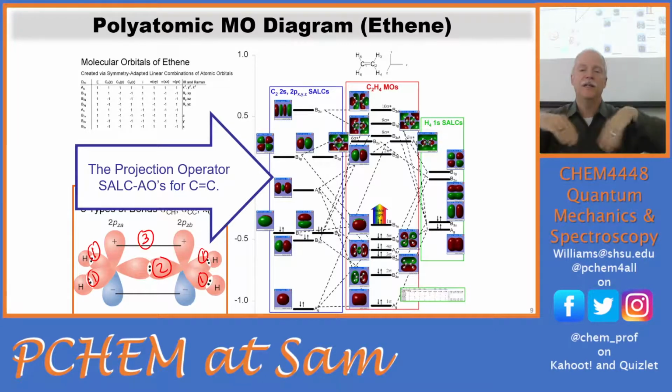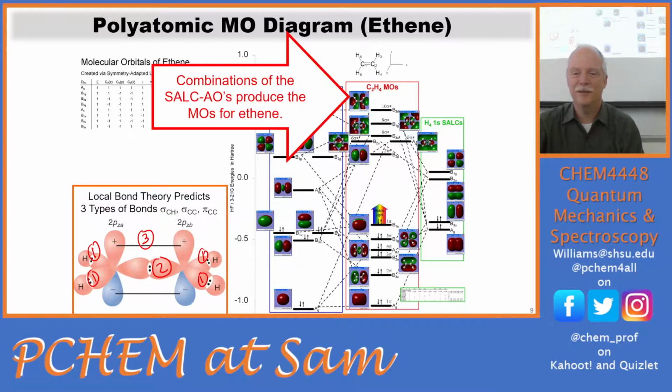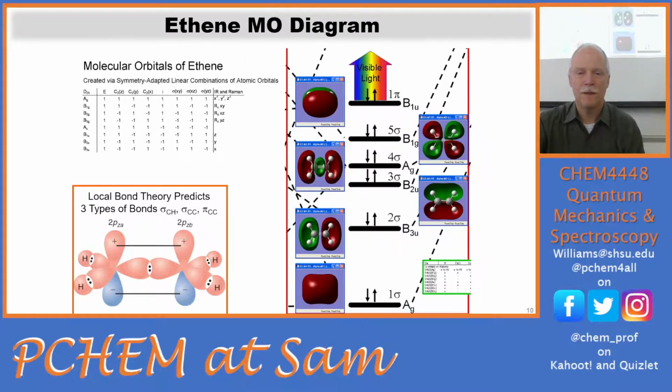You see the sigma, sigma star, pi, sigma, pi star, sigma star, all of those levels. That's the carbons mixed together. Then you mix all 4 of those adapted hydrogen combinations with the carbon-carbon MOs, and you make ethene. So that's what we have in the middle. Those combinations of the SALC-AOs produce the MOs for ethene. So let's zoom in on the bottom part of this chart.